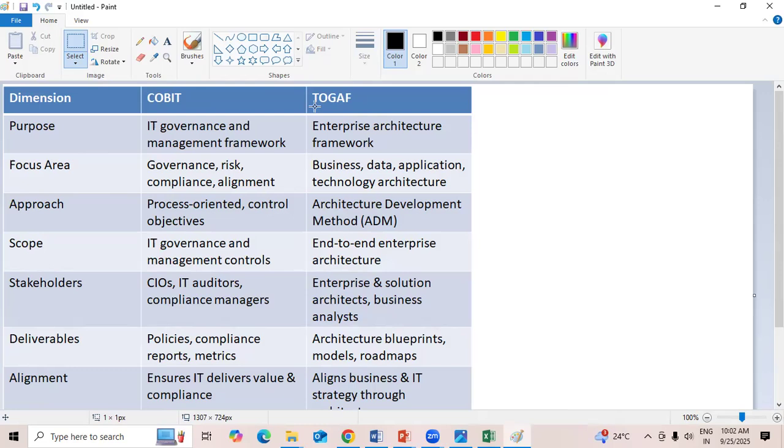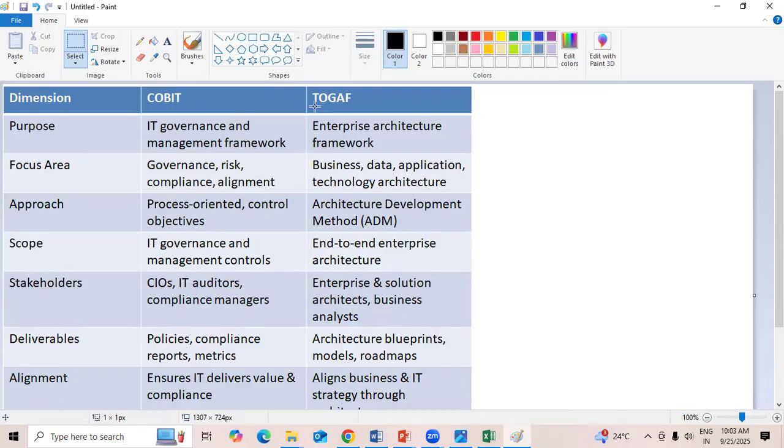Now, when it comes to the approach, COBIT has an approach that is process oriented. At the same time, it has some control objectives also. This is completely from the COBIT point of view. For TOGAF, you know, right? There are different ADM principles and methods we generally follow. The Architecture Development Method is the approach that we follow, and there are different phases like architecture vision, all that. So the approach will be in that direction.